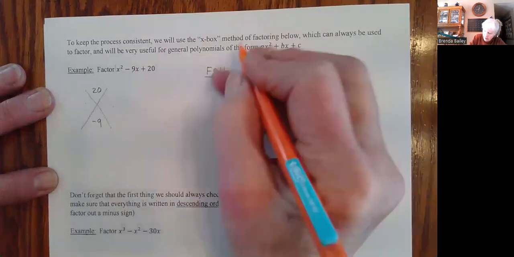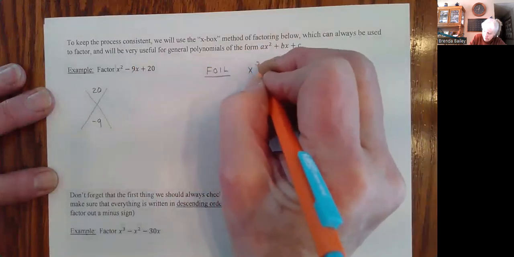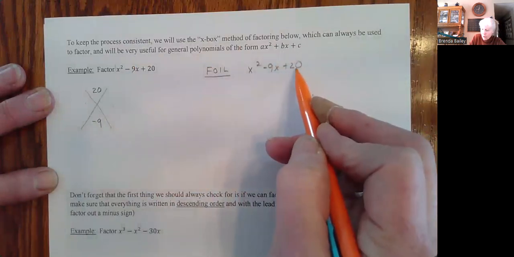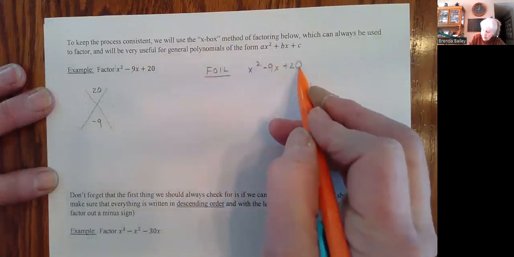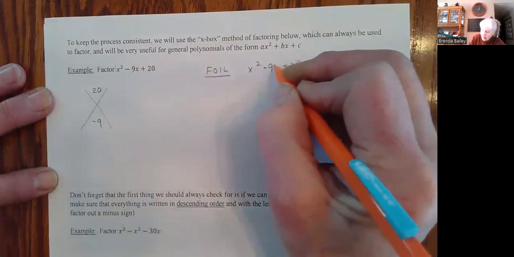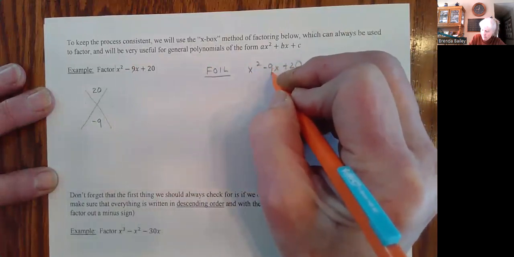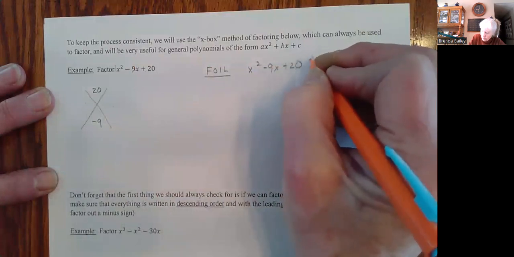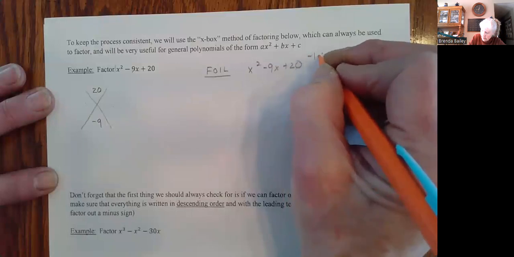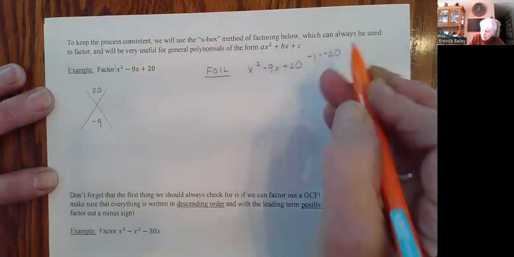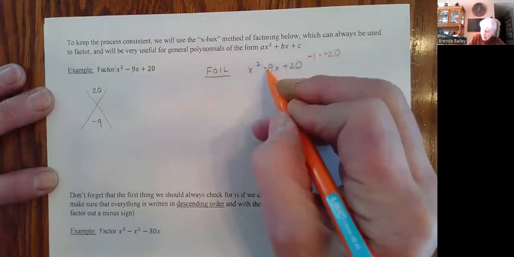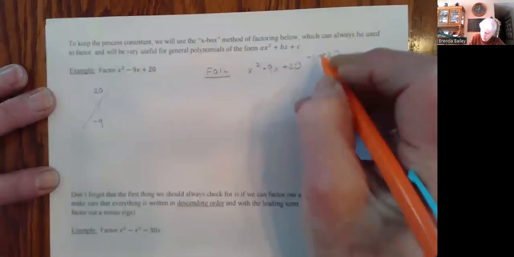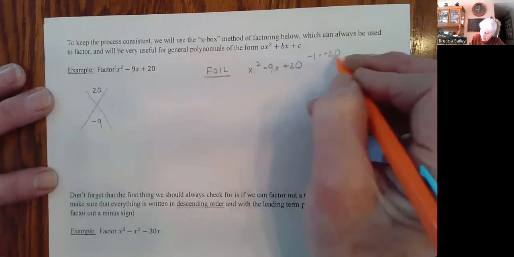method here and ask yourself, what multiplied together? There's no leading coefficient, so what multiplied together gives you 20, but added together gives you a negative 9. Well, let's see, it's not 1 times 20, negative 1 times a negative 20. They have to have the same sign, and they both need to be negative because you want a positive when you multiply them. No, let's see, what else gives you 20?